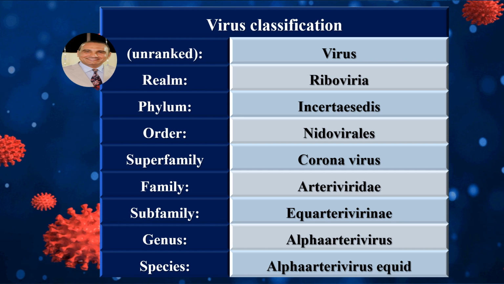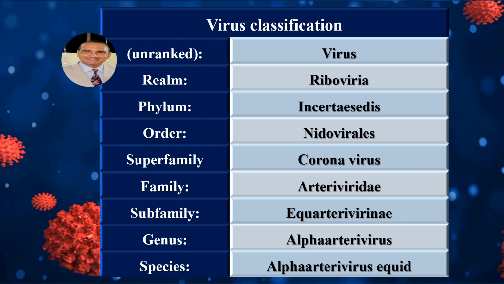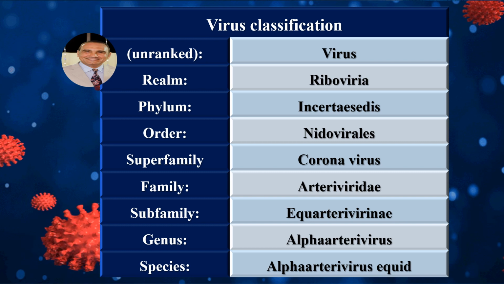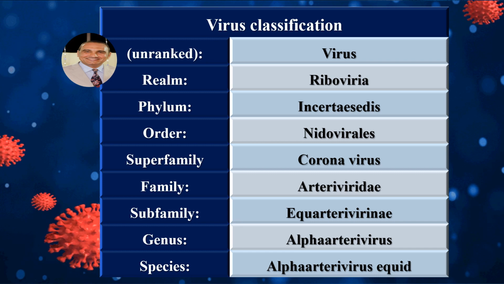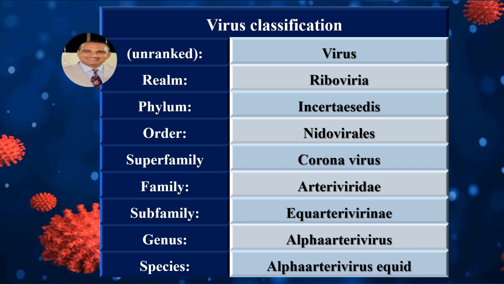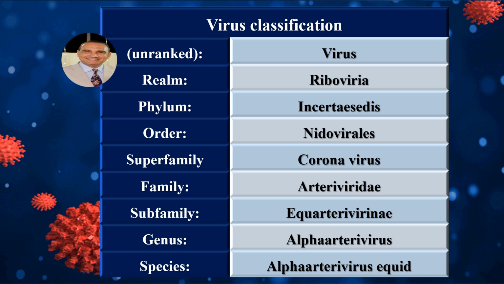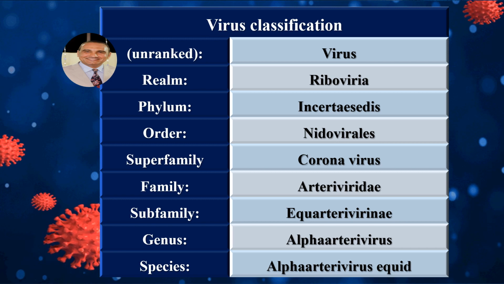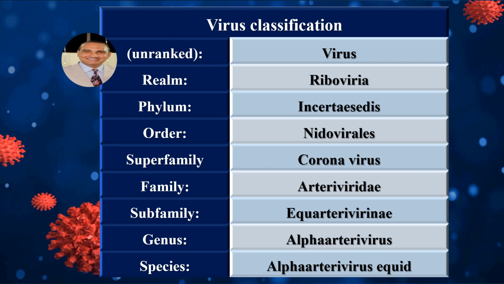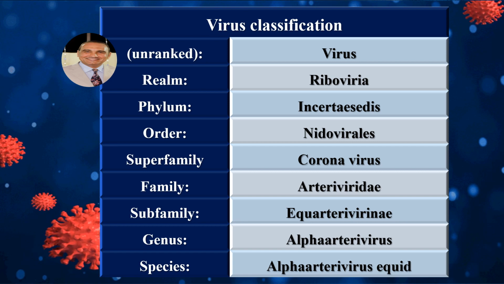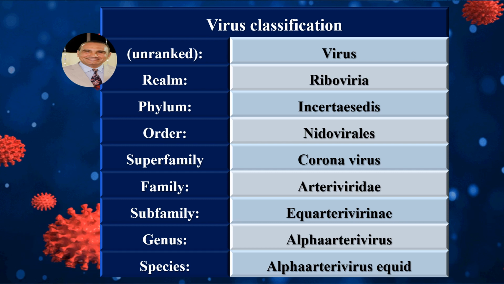The pathogenic risk factor of equine viral arthritis is a virus belonging to realm Riboviria, phylum Pisuviricota, order Nidovirales, suborder Arnidovirineae, family Arteriviridae, subfamily Equarterivirinae, genus Alphaarterivirus, species Alphaarterivirus equid.